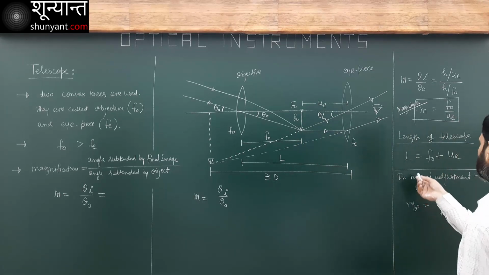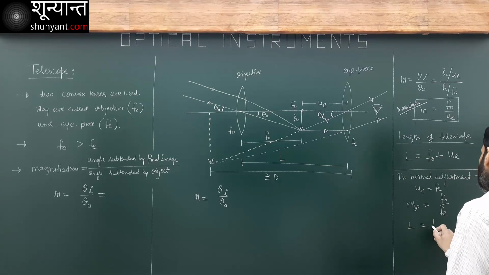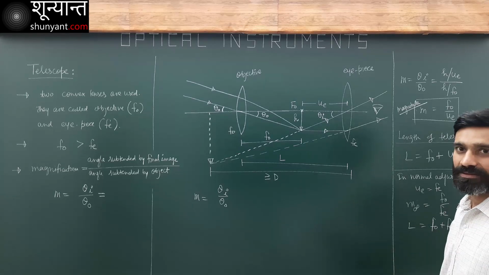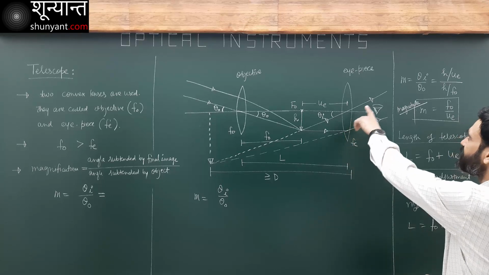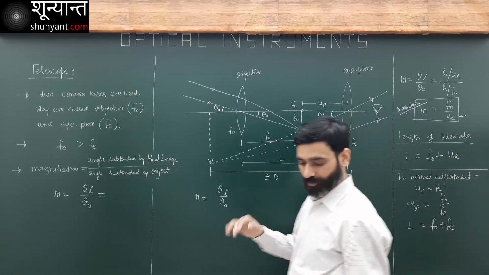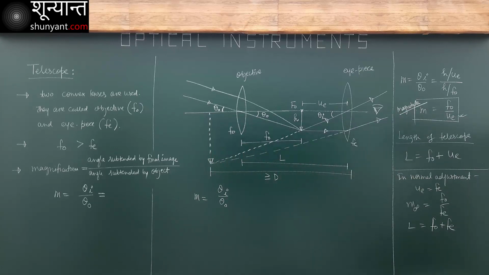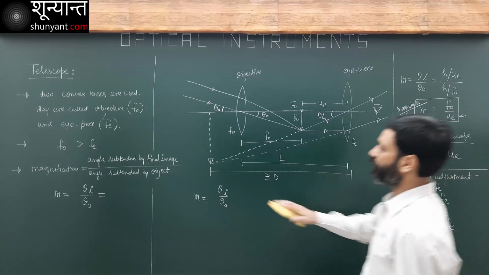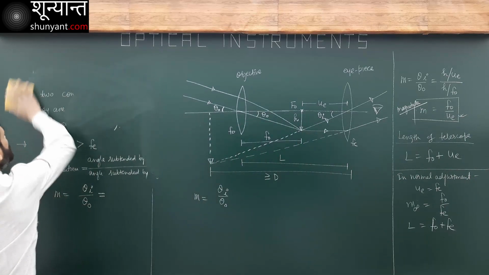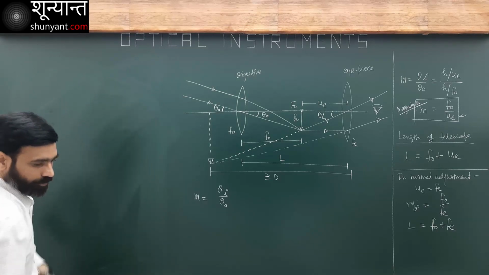Now, what will be the length? It is equal to FO plus FE in normal adjustment. In near point adjustment, I will have to find this UE, depending on the focal length. We can calculate it. Let's do some problems, a few problems, and then we conclude. It's a very simple topic.